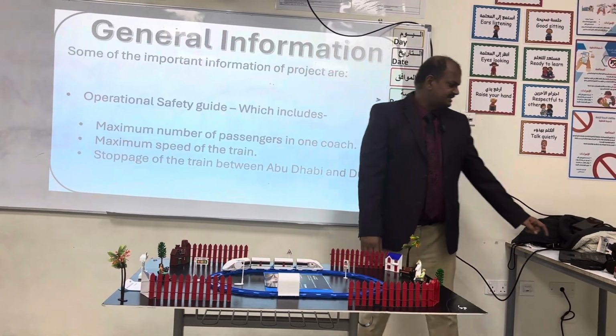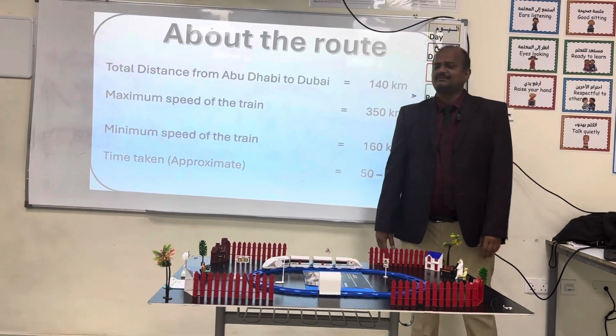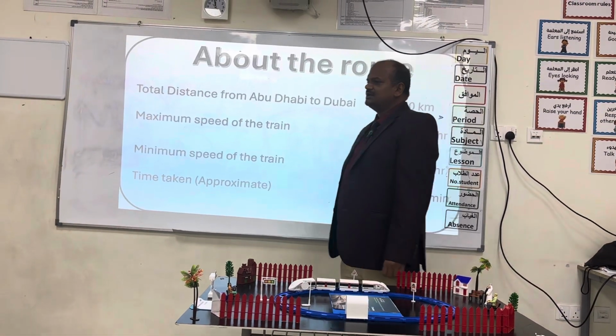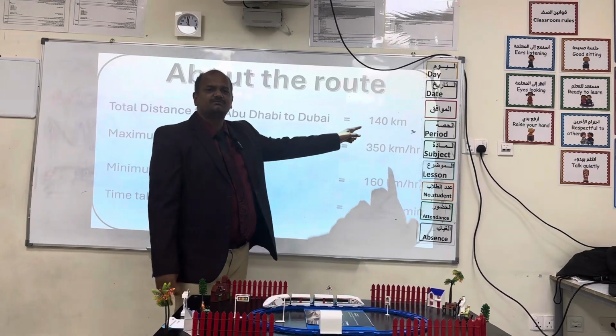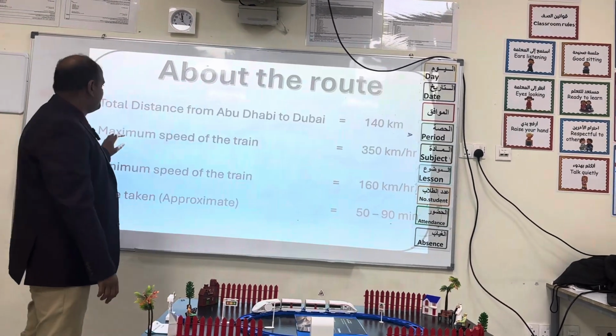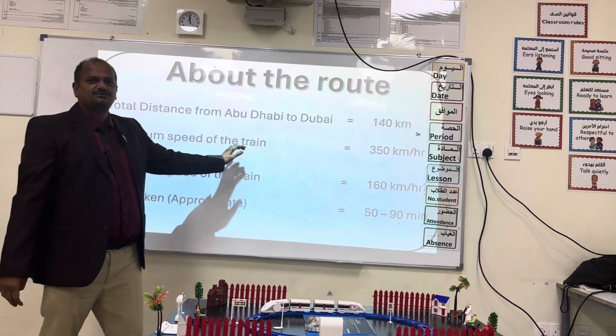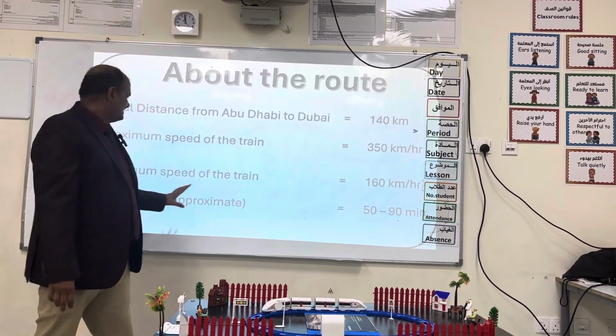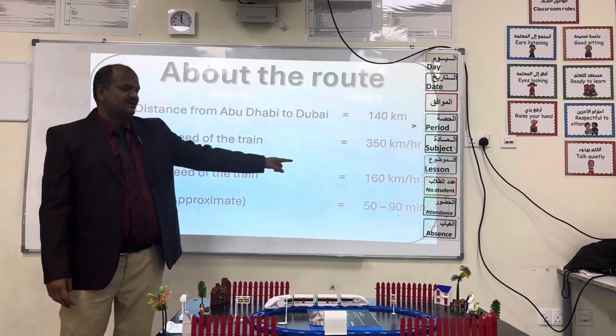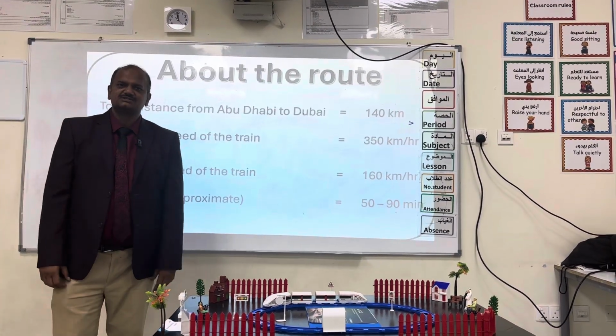Now, after that, this is some basic information about the route. Distance between Abu Dhabi and Dubai is approximately 140 kilometers. Then the maximum speed of the train allowed is almost 350 kilometers per hour. Then the minimum speed of the train will be 160 kilometers per hour.